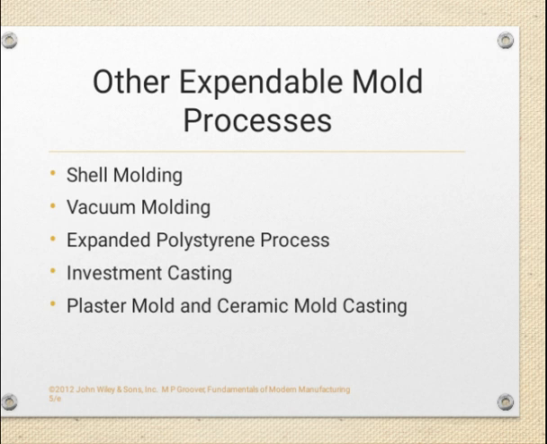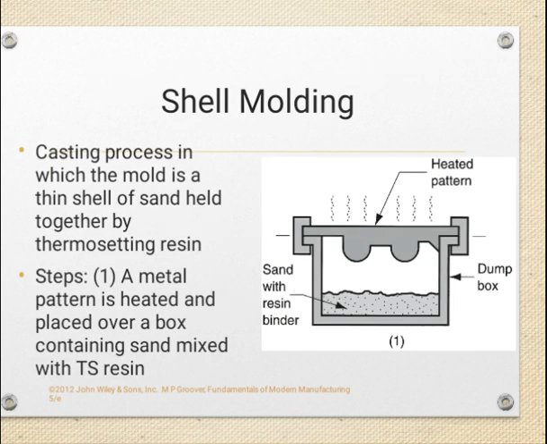Among these molding processes, as an example, now we can see shell molding. Shell molding is a casting process in which the mold is a thin shell of sand held together by thermosetting resin. In the image we can see a metal pattern is heated and placed over a box containing sand mixed with the resin.